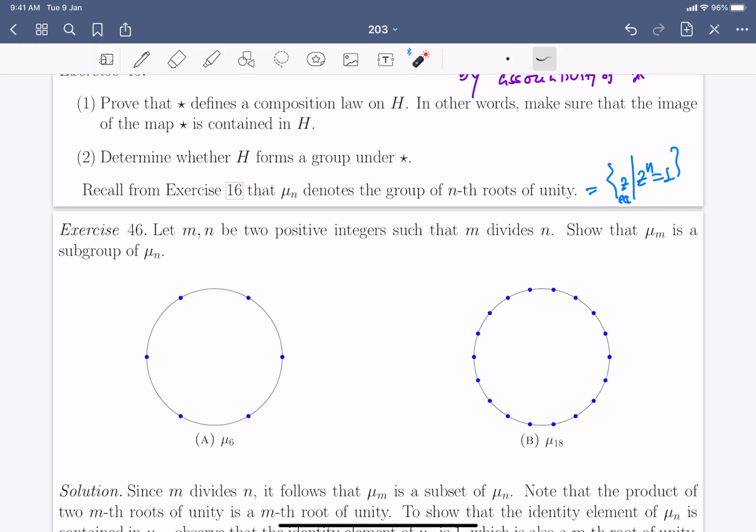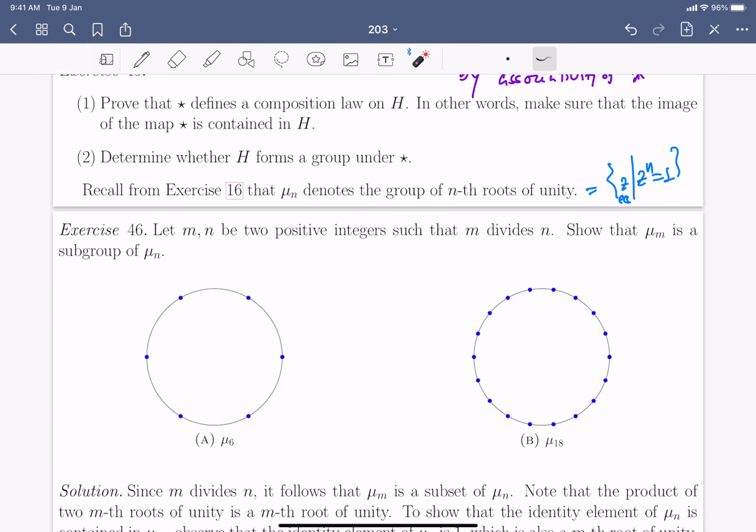So one can consider this group. So mu6, for instance, will have 1, and then the others. Probably this is at an angle of 60 degrees, etc. You know that the solutions are e power 2 pi i k over n, where k runs over the integers between 1 up to n. If you draw mu18 and try to locate the points inside the complex plane, you will immediately observe that mu6 is contained inside mu18.